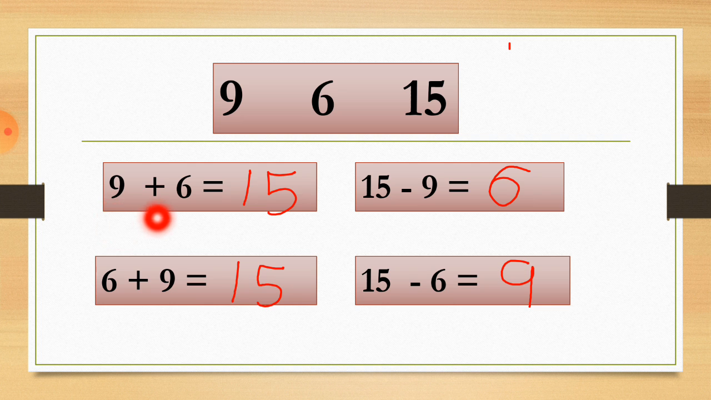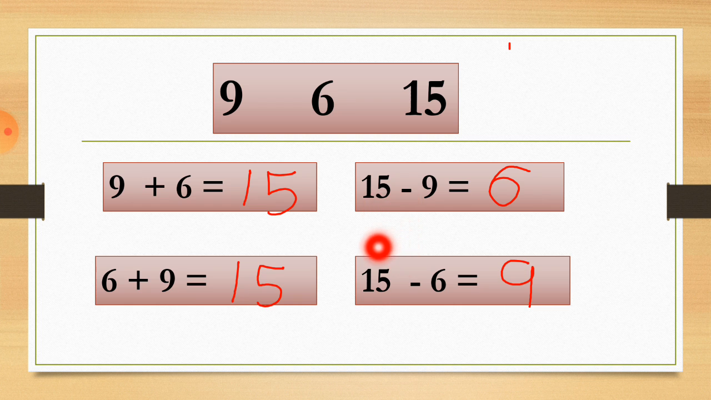So here is 9 and 6. The number 15 is missing, so I write 15 here, and here are 6 and 9. Here the number 15 is missing again, so I write 15 here. Here is 15 and 9, 15 minus 9. So this digit is missing, which is 6. So I write 6 here, and this is also the answer of 15 minus 9.